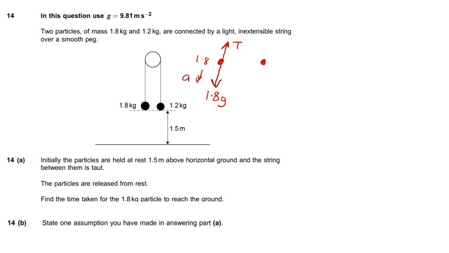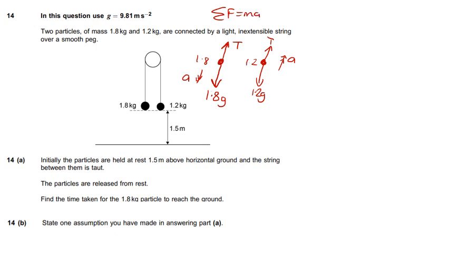The other particle has tension acting up and its weight acting down, 1.2 g. This is the 1.2 kilogram particle. And this one, when we let go, is going to accelerate up because the other one is heavier, so it's going to pull it over the top of the peg. So we write down equations again. Sum of forces equals mass times acceleration. We write that down for each particle.